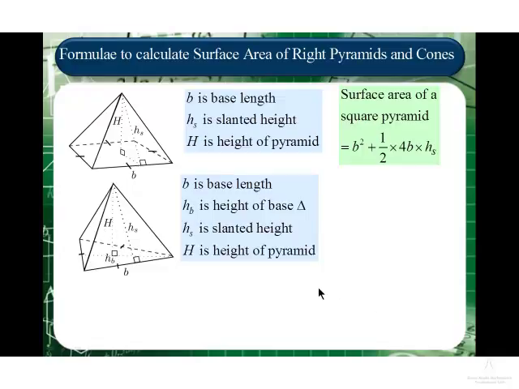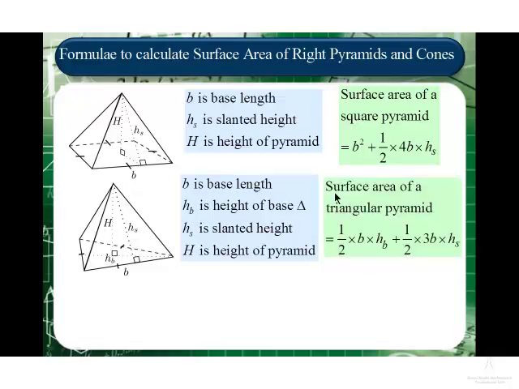With those parameters in hand, we know that the surface area of a triangular pyramid, that is a right triangular pyramid in this case, will be, as discussed, the area of the base, the triangular base, which is a half times the base times the height of the triangle base in such a case, plus a half times the perimeter, which in this case will be 3 times b, the 3 side lengths of the equilateral triangle, times the slanted height h sub s.